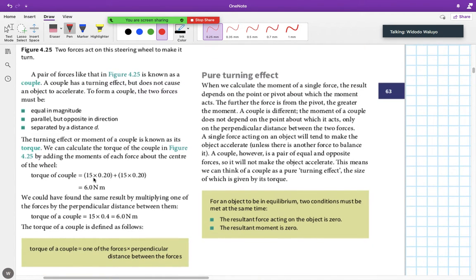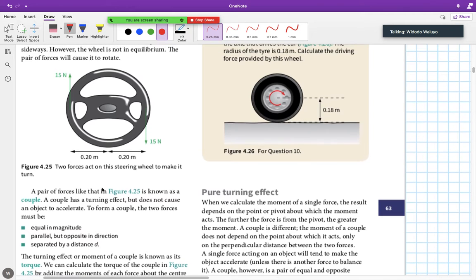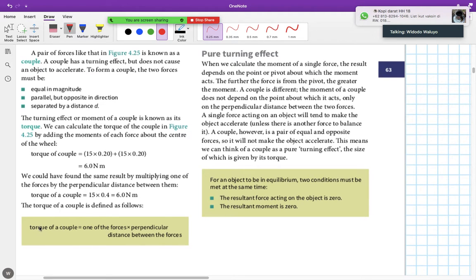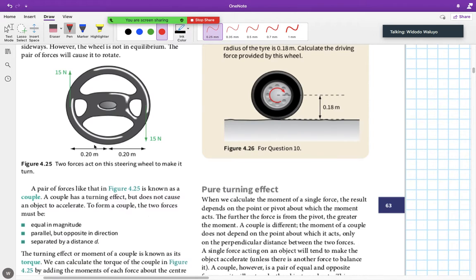So the torque of the couple is 15 times 0.20, which is 3.0 Newton meter, and this is clockwise. So it rotates clockwise. Torque of a couple is one of the forces times the perpendicular distance between the forces. Torque or moment, same thing. This is force times distance. The force is 15 Newton and the distance is 0.20. This is also 15 Newton, the distance is 0.20.